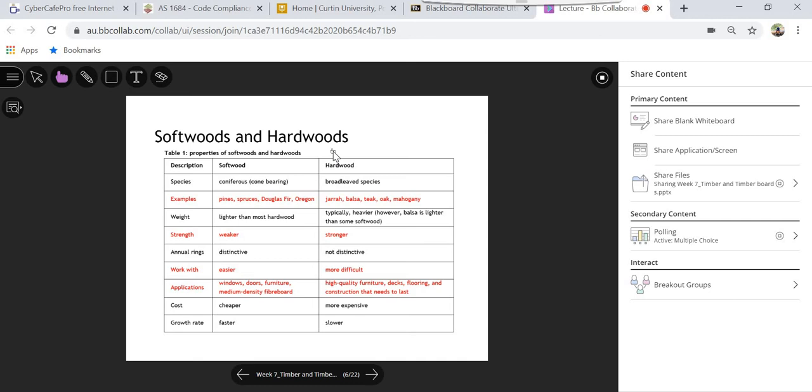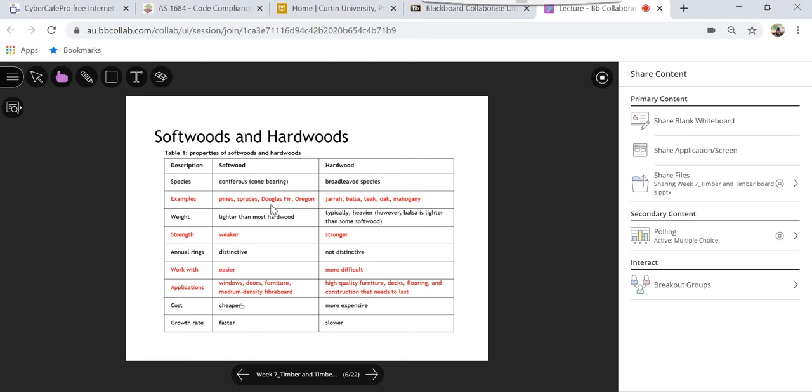If you consider in WA, some of the widely used timber for construction is Jarrah and pines also. You see that they belong to two different categories. And hardwood is stronger. Generally, most of the time, hardwood is stronger. So if it is a structural application, we try to go for species which belong to the hardwood category: Jarrah, balsa, teak, oak, mahogany. But the downside of hardwood is that it is more expensive.